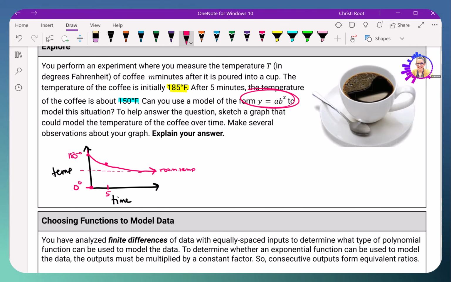It's not going to be able to fit this exact form because this exact form will go all the way to the x-axis. So that is out. What you'll have to do is adjust it to whatever that room temperature would be. So that is how you answer the first question.